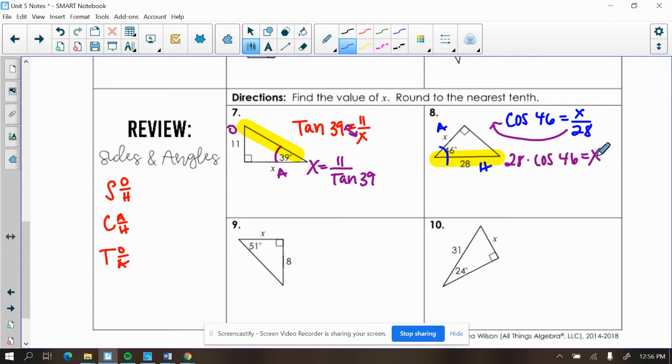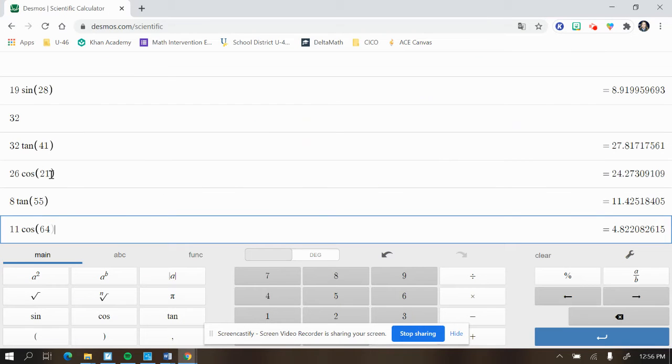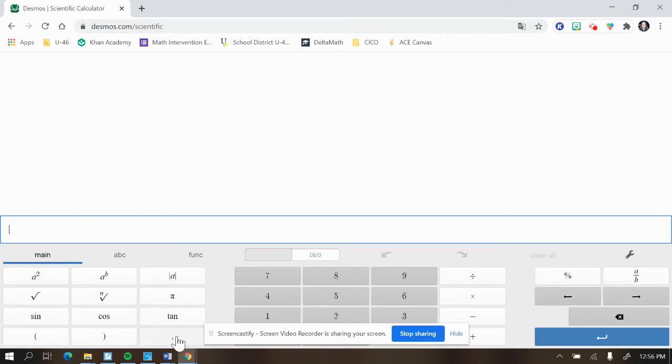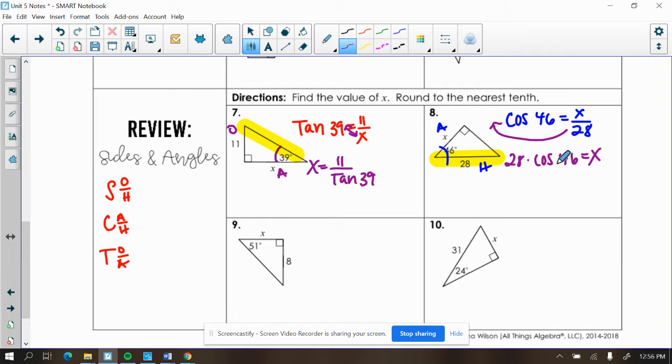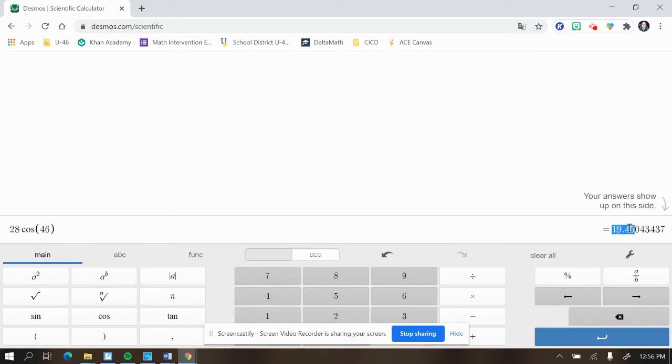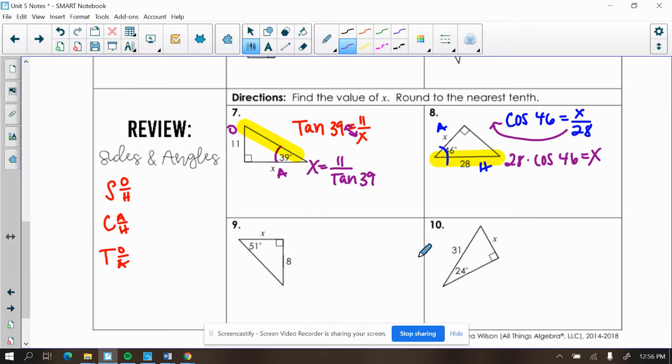And then we pop that into our scientific calculator over here in Desmos. So this one was 28 times cosine of 46. So 28 cosine 46, if we rounded it, would be 19.5. So x equals 19.5 for us.